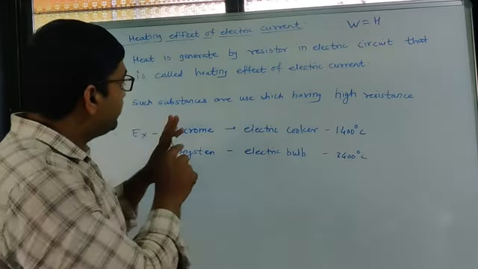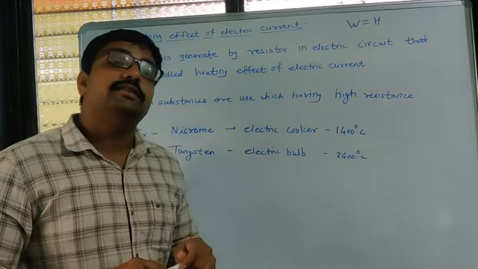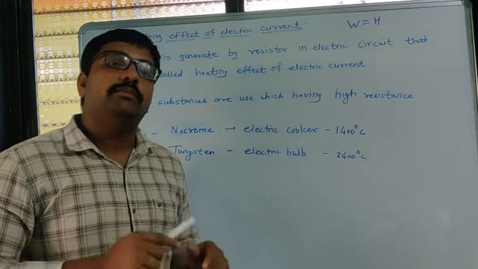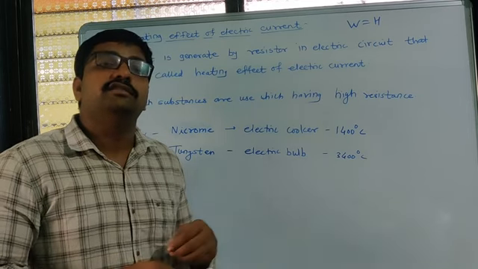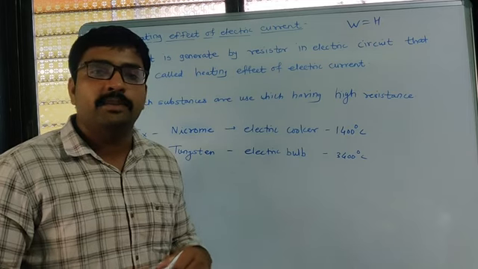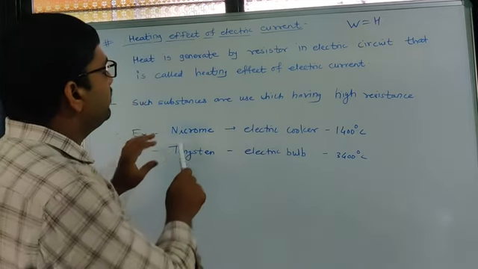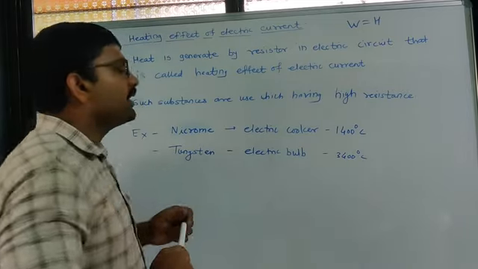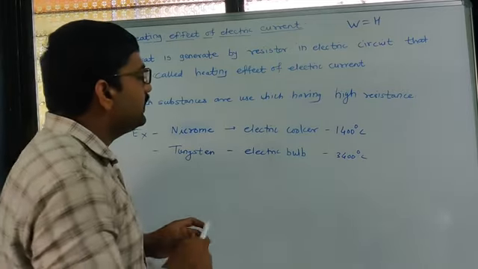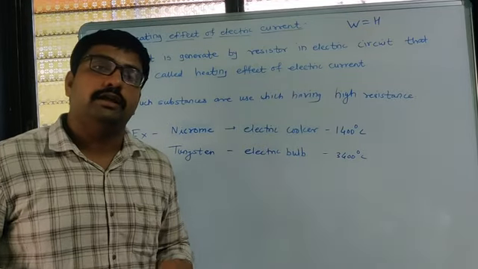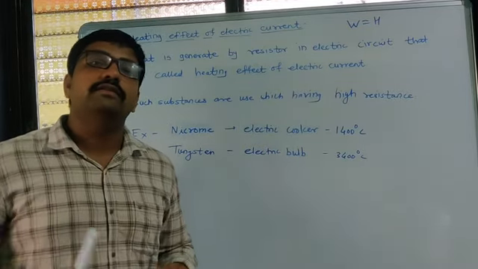Okay, then in such an electric connection, substances are used which have very high resistance. Due to that, we get high heat. Actually, coils of such substances are used there, so we get very high heat. The example is nichrome. This nichrome is used in the electric cooker, so coils of nichrome are used there. A large number of coils are present there.